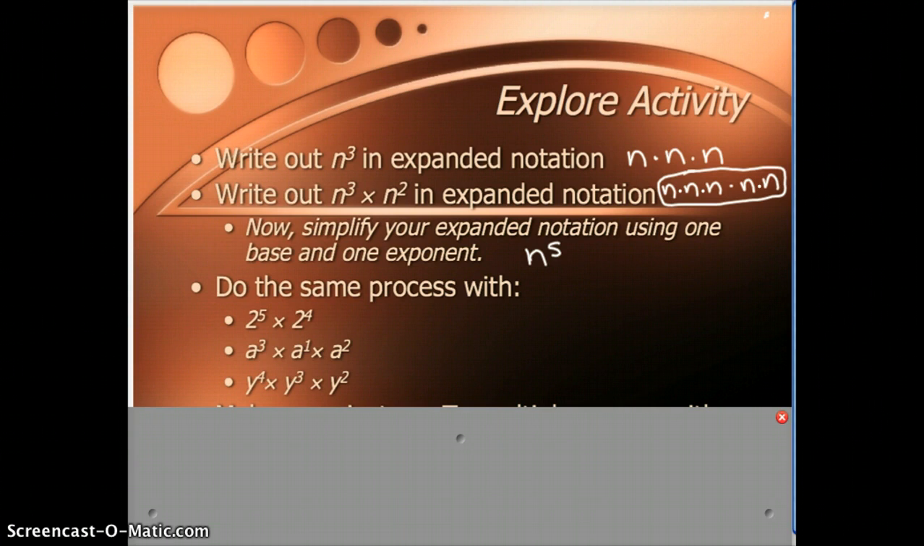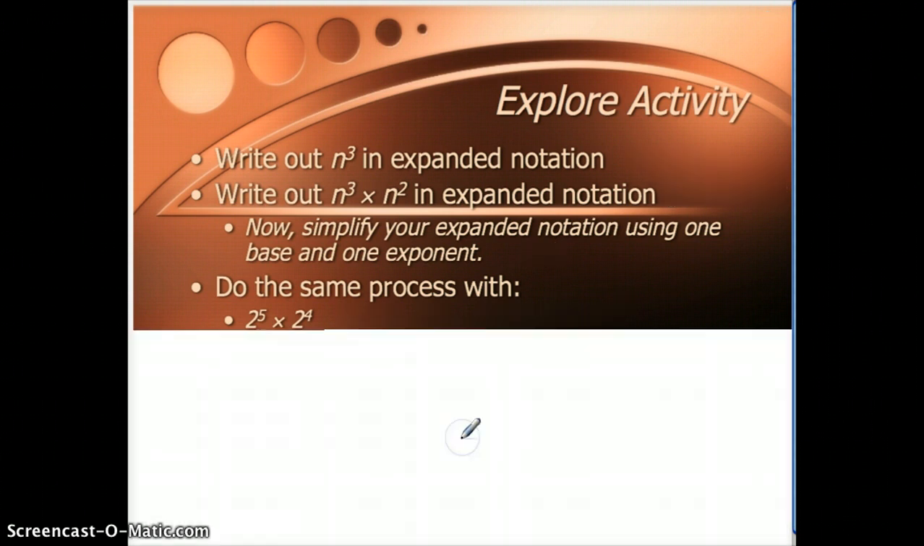So if you wrote this one out, 2 times 2 times 2 times 2 times 2, that's 2 to the fifth, and then 2 times 2 times 2 times 2, that's 2 to the fourth, and we're multiplying these two things, so you should notice we get 2 to the ninth. Same process with these. You should have gotten a to the sixth when you did this one, and you should have ended up with y to the ninth when you got this one.